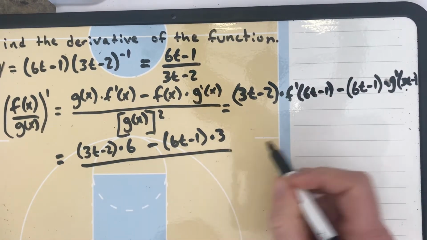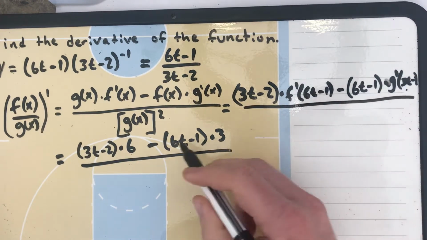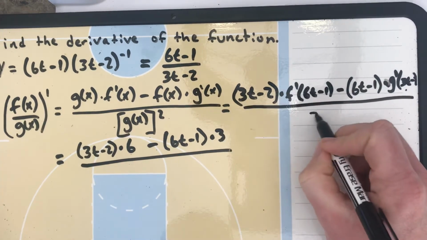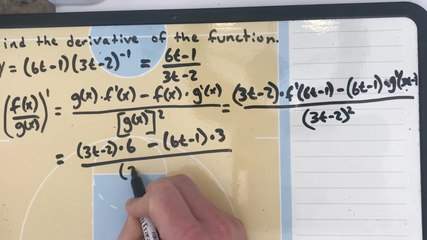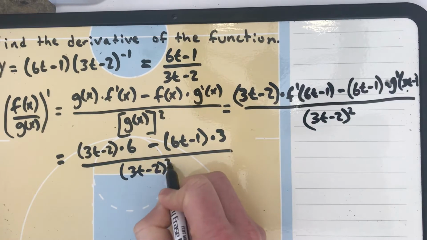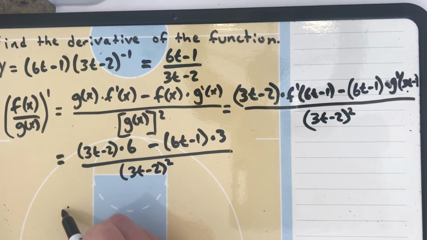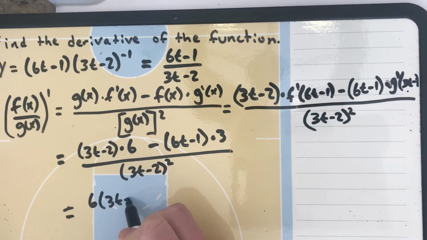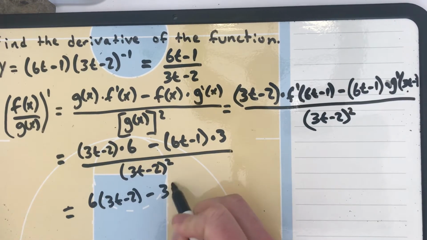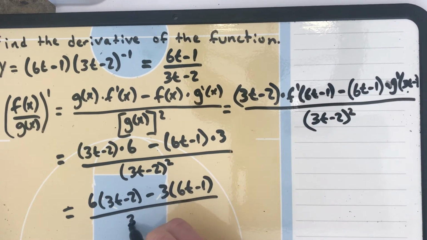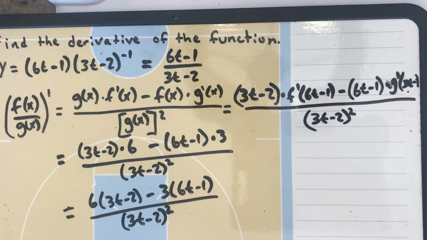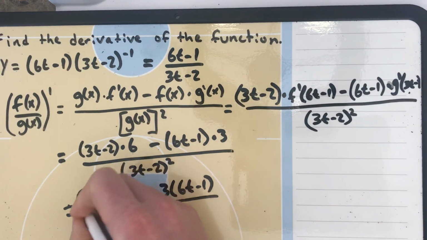All over, and I forgot to put that there, all over 3t minus 2 squared here, which means we have this over (3t minus 2) squared. Excuse me for missing that. Which will give me 6(3t minus 2) minus 3(6t minus 1) all over (3t minus 2) squared. And that's the derivative using the quotient rule.